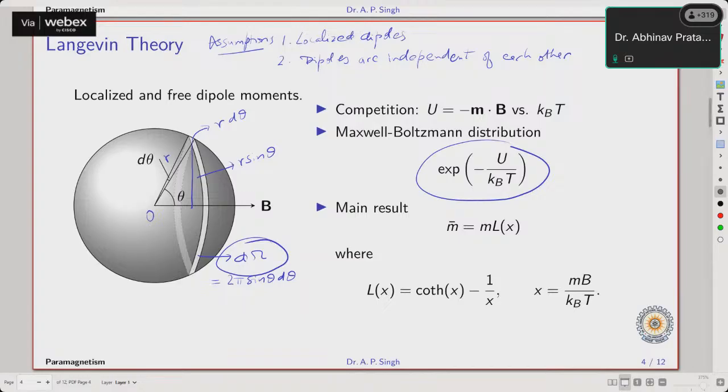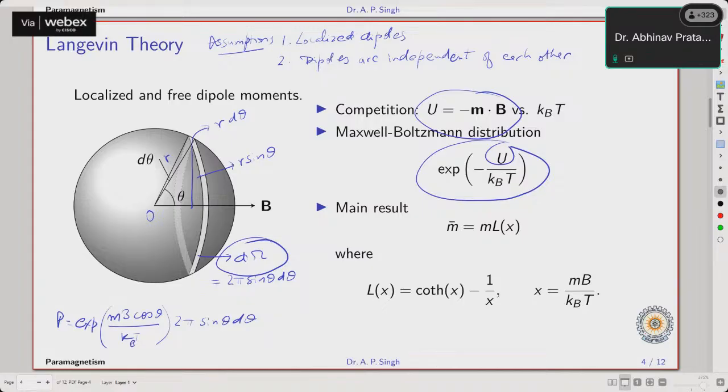So if I include both of them, then you will find that the probability of alignment will be given by exponential. All right. Now, instead of u, I will write this value. So it will become mb cos theta, because m dot b is mb cos theta, over kbt. All right. And then d omega, which is 2 pi sine theta d theta. So this will give me the probability of alignment of a dipole along this particular solid angle, that means pointing in a solid angle defined by this particular circular strip, which is shown here. So this is what this probability will be equal to.